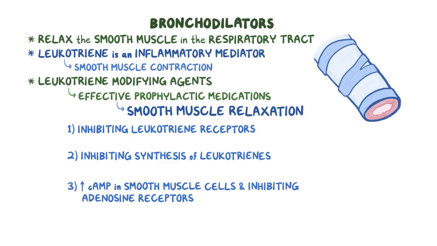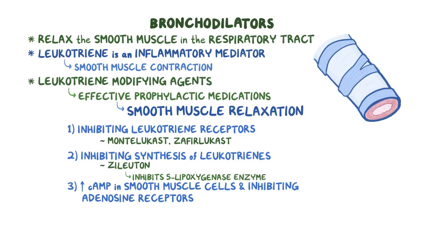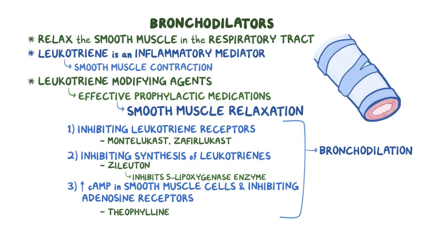Leukotriene receptor antagonists like Montelukast and Zafirlukast inhibit the leukotriene receptors. Xylutin inhibits the synthesis by inhibiting the 5-lipoxygenase enzyme, and methylxanthines like theophylline increase the cAMP level and inhibit the adenosine receptors. Ultimately, all these actions lead to bronchodilation, which helps in dilating the airways in diseases like asthma. Theophylline is also used to treat COPD, but leukotriene antagonists are of no use in COPD.